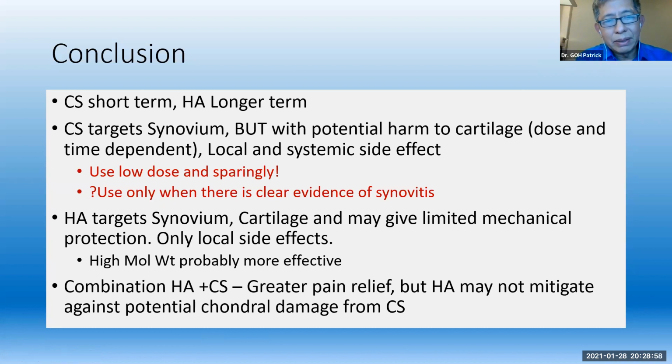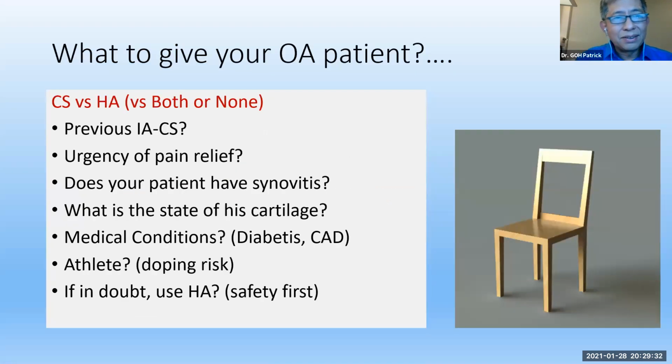There could be bone marrow edema. There could be a neuropathic sort of pain. Sometimes the pain is just muscle spasm. Not all osteoarthritic pain is synovitic from the synovium. Hyaluronic acid targets the synovium and cartilage and may give limited mechanical protection, and you only get local side effects. And high molecular weight is probably more effective. The combination gives greater pain relief, but we don't know whether the HA truly mitigates against the potential chondral damage from corticosteroids.